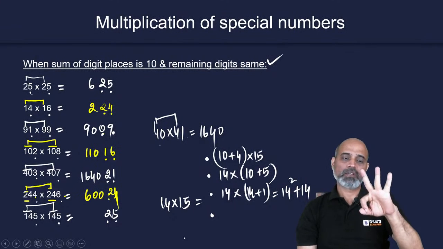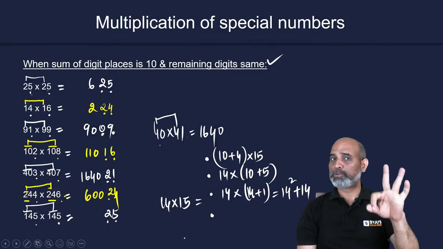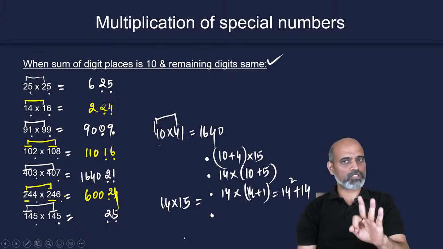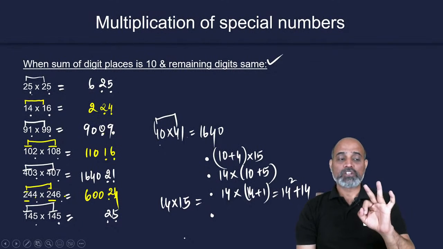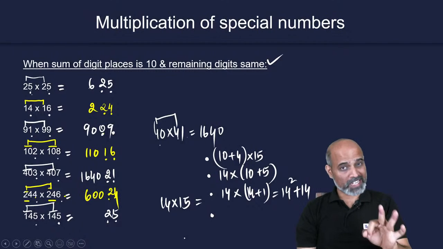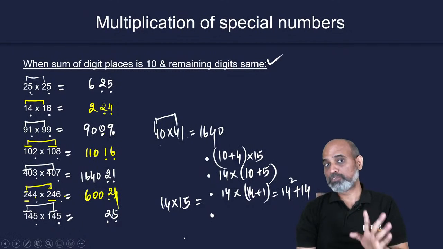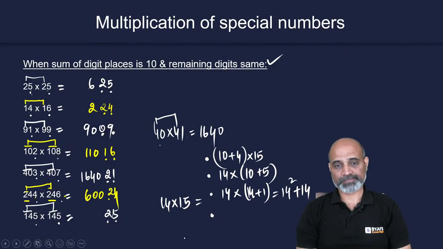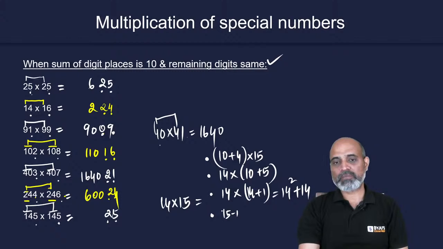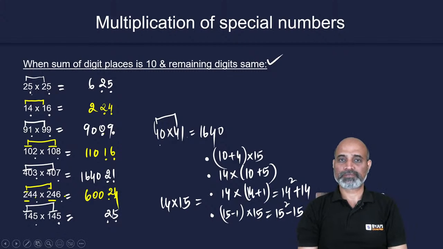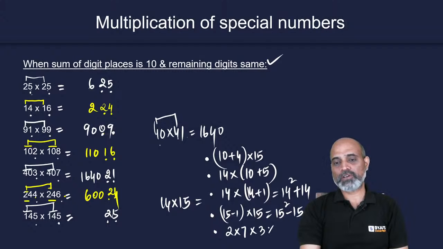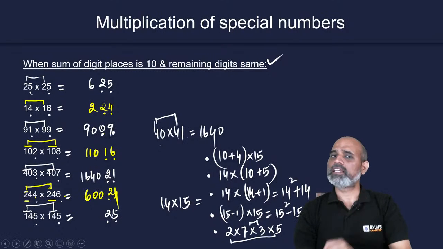So 3 things. Multiplication table of numbers up to 20 and beyond. 20 तक तो बहुत normal बात है. Squares of numbers up to 25 at least. And then cubes of numbers up to 15. ये 3 important calculations हैं. Or I can do this as 15 minus 1 into 15, which will result in 15 square minus 15. या फिर आप 14 को लिख लो 2 into 7, 15 को लिख लो 3 into 5. Now 2 into 5 is what you know and 7 into 3 is what you know.